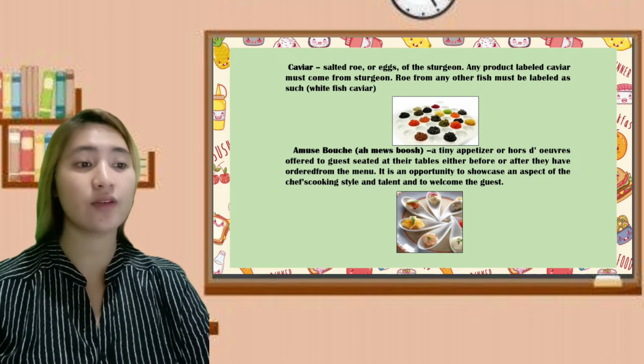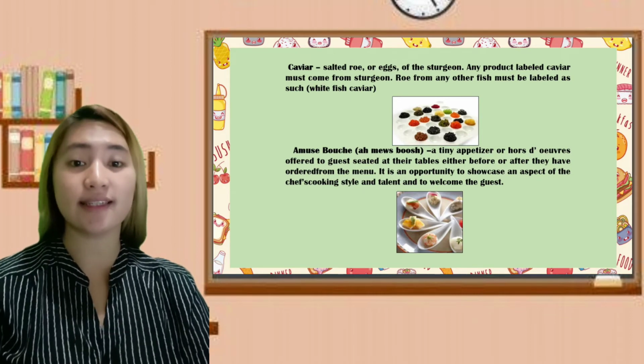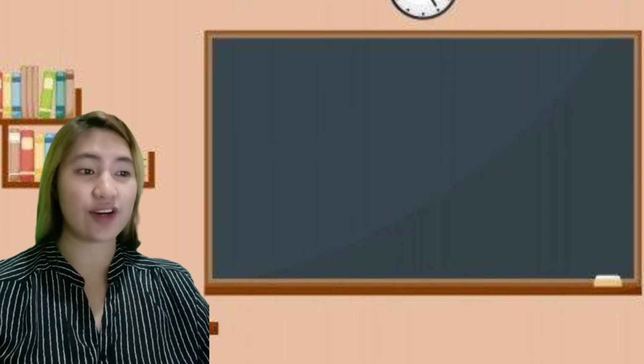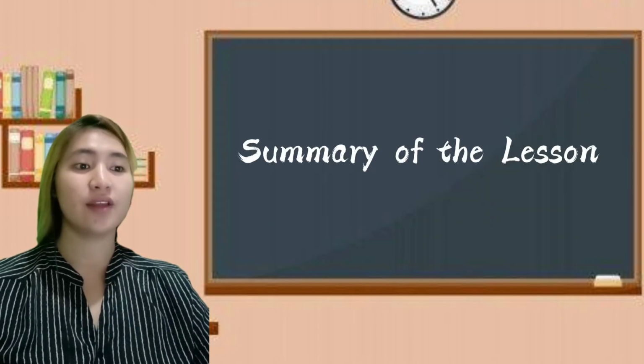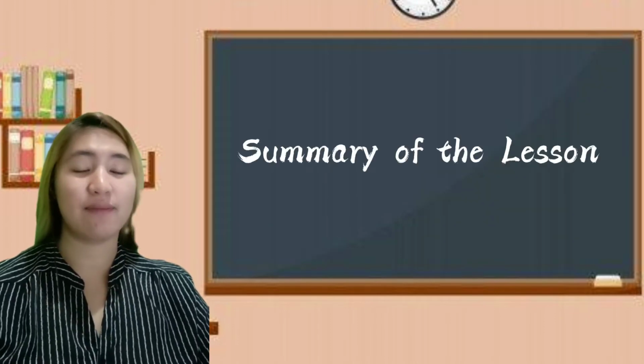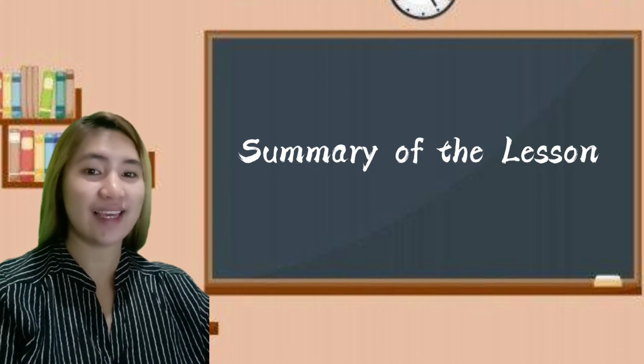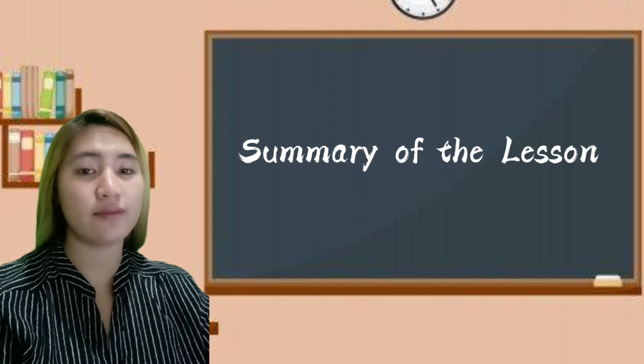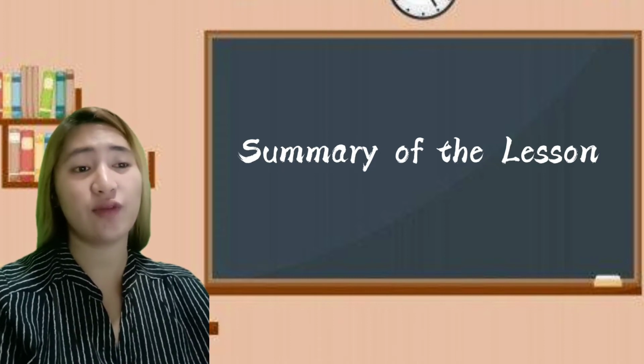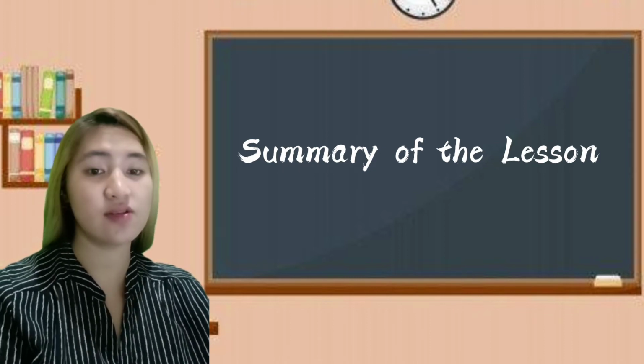Amuse-bouche is a tiny appetizer or hors d'oeuvres that is placed in a spoon. It is a food which stimulates the appetite. Canapé is a bite-sized open-faced sandwich. And cocktail is the appetizer which is made from seafoods or fruits. And also relishes are the raw or pickled vegetables.